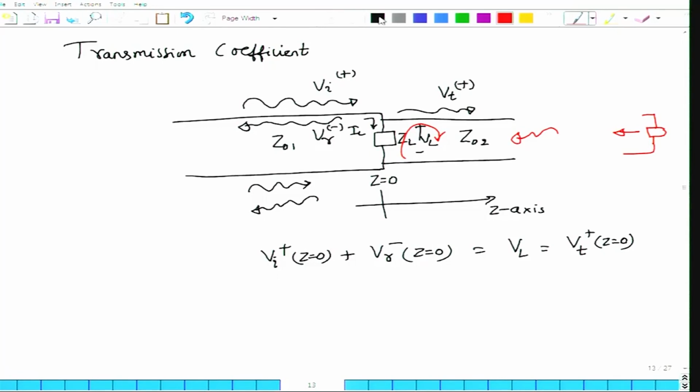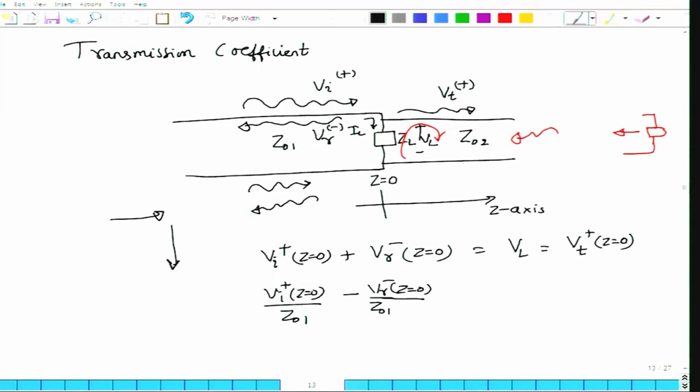What about the current waveforms? Well, there will be current. The current will be the total current corresponding to the incident, which would be Vi plus at z equal to 0 divided by Z01, minus VR minus divided by Z01 at z equal to 0. This is the incident current on this side.